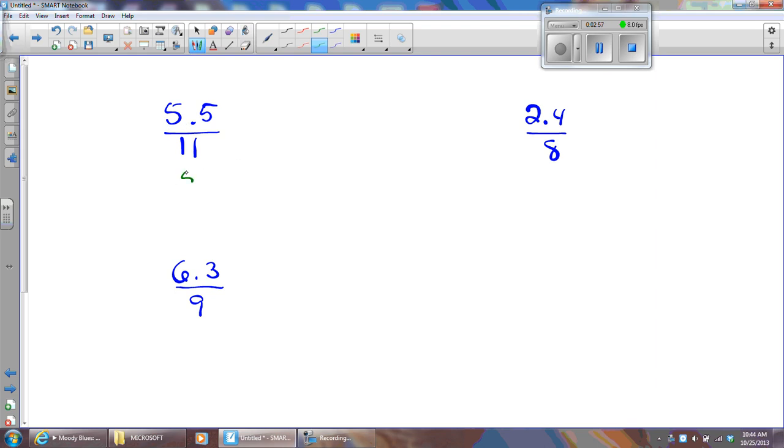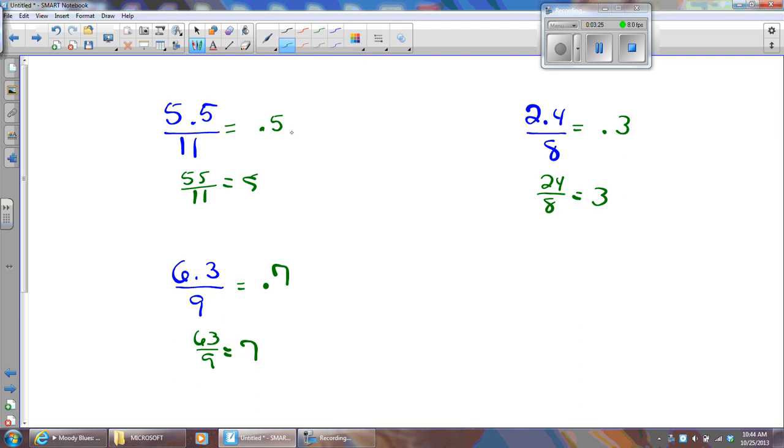I'm going to tell you that I know that 55 divided by 11 is 5. Well, this must be 0.5. Yeah, it's that easy. 6.3. Well, 63 divided by 9 is 7. So this answer is 0.7. 2.4, well, 24 divided by 8 is 3. So this must be 0.3. And again, it's all in the numerator. If I want to write those over 1, that's fine. Okay, this was divided by 10 in the numerator. I had to divide by 10 in the numerator the answer on all 3 of them.